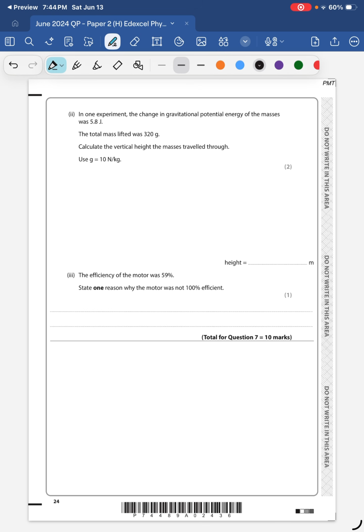Part 2. In one experiment, the change in gravitational potential energy of the masses was 5.8 joules. The total mass lifted was 320 grams. Calculate the vertical height the masses traveled through. And the height is in meters, whereas the mass is in grams. So don't get fooled by that. You need to convert to kilograms. Okay, so GP is mass times G times delta H. So delta H is what we are after. It is going to be equal to GP over mass times G.